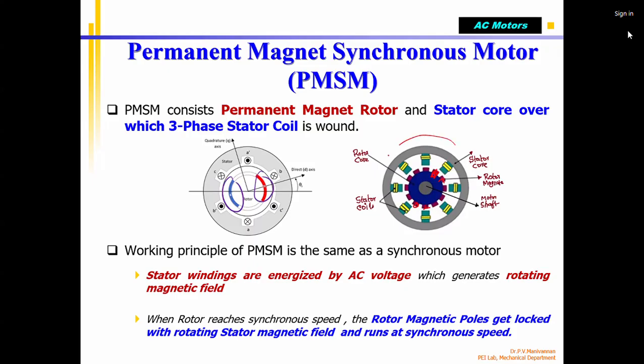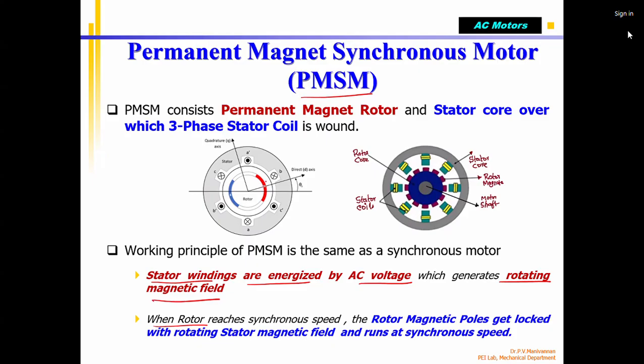Right now, for understanding, you can forget about this and take this single one. A permanent magnet having north and south poles is our rotor, and you have a three-phase stator coil supplied with voltage. There's a rotating magnetic field. The basic working principle of the permanent magnet synchronous motor, PMSM, is the same as the synchronous motor. The stator winding is energized by AC voltage and generates a rotating magnetic field.